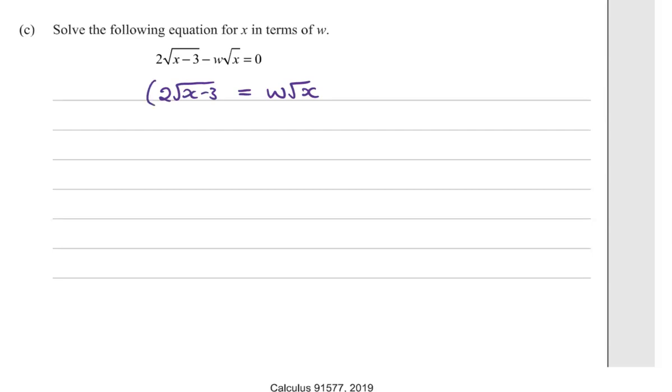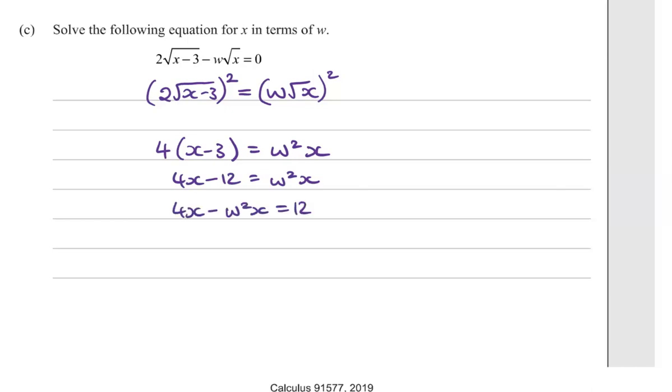Then if we square both sides, we can get rid of the square root in there. That's a bit tricky to handle. So squaring both sides gives us this. Then expand that bracket on the left-hand side. Now we want to rearrange to bring all the x's to one side and everything else to the other. So x is to the left and that 12 goes to the right.